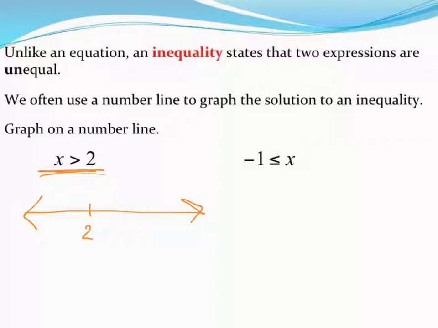2.1 would work, but 2 is no good. So to show that, we're going to use just an open circle, not a filled in circle, indicating that 2 itself is not a solution. All the numbers that are greater than 2, all the numbers bigger than 2, shade that way on the number line. So that's how I'd represent x is greater than 2.